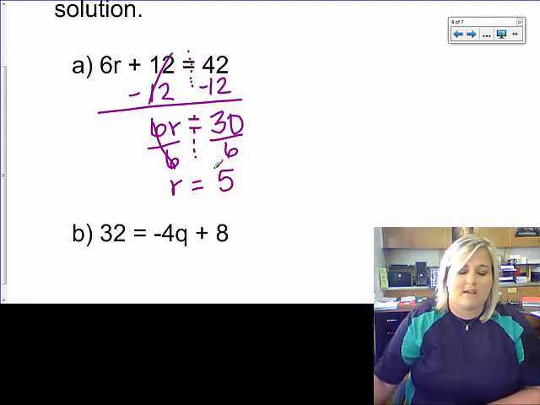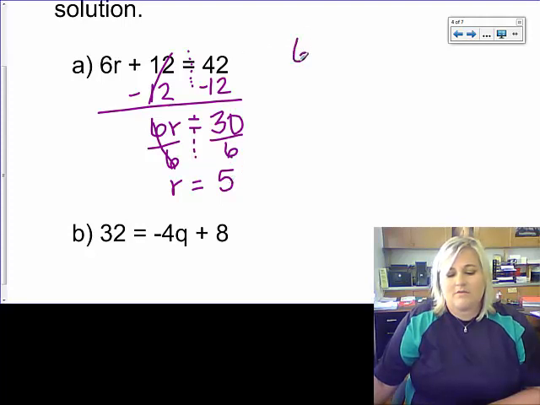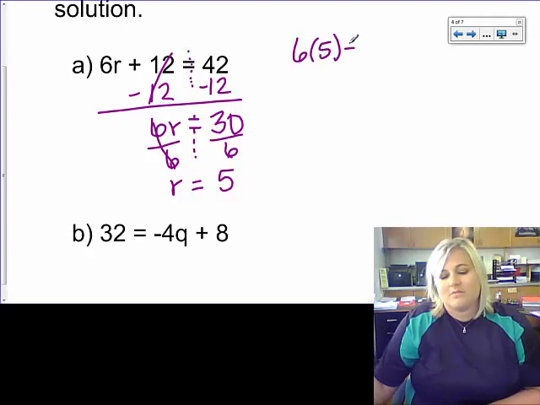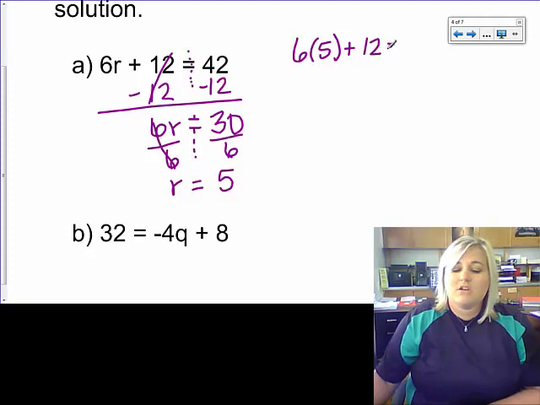Now it wanted me to check it. To check it, I'm going to say that r equals 5, so I'm going to substitute that back in. So I have 6 instead of r. I'm going to put 5 plus 12, and that should equal 42.